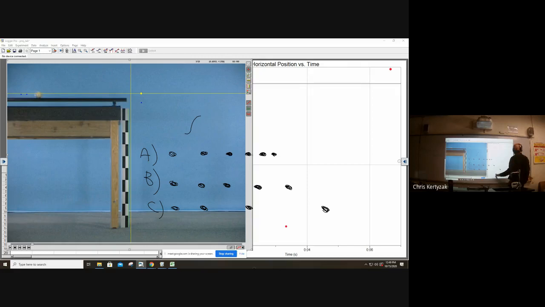So it wouldn't be C, because this indicates something is speeding up because it's covering a greater distance each interval of time. And speed is how much distance you cover in each interval of time. Since it's getting wider, it means it's covering more distance each interval. The speed must be increasing. Why can't it be A?